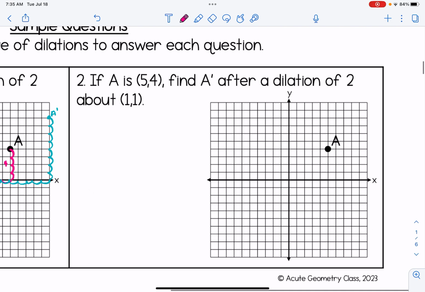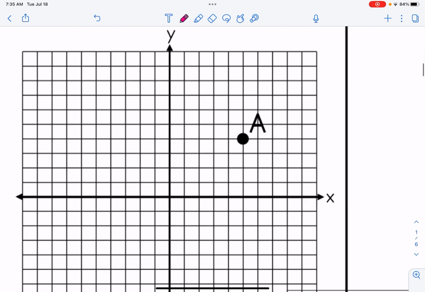It does not work on question 2 though. If A is 5, 4 again, we're also doing a dilation of 2, but now we are centering it about 1, 1. In this case, we cannot just multiply the scale factor by the original coordinate. The answer to this problem is not 10, 8. So we have to do it the way I showed you in the previous question. I'm going to plot 1, 1, the center, and I'm going to count boxes. 1, 2, 3, 4 to the right, and 1, 2, 3 going up.